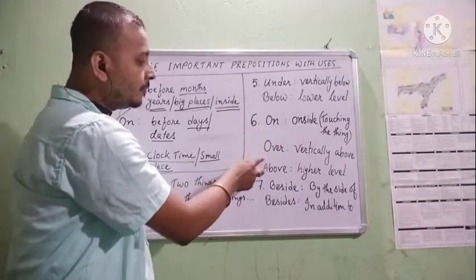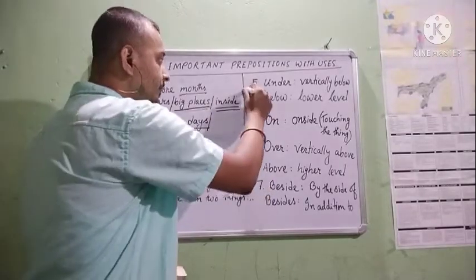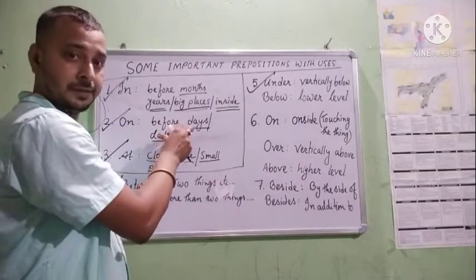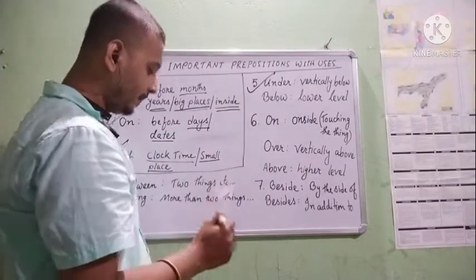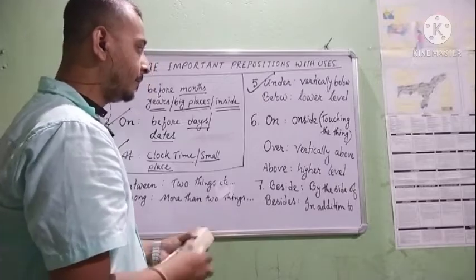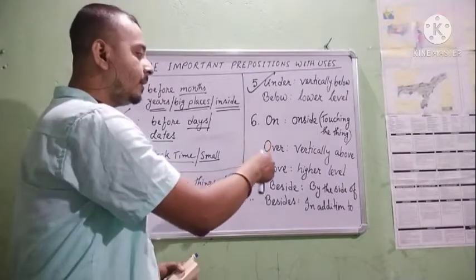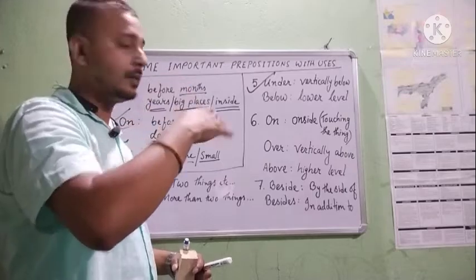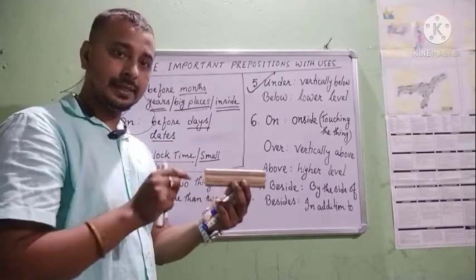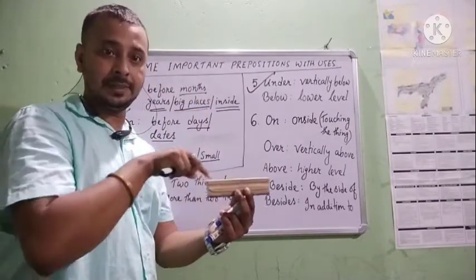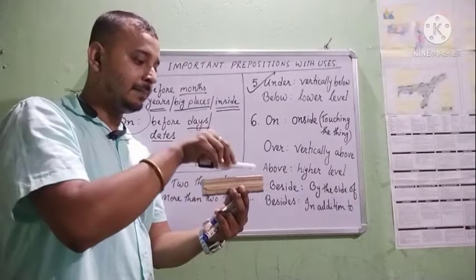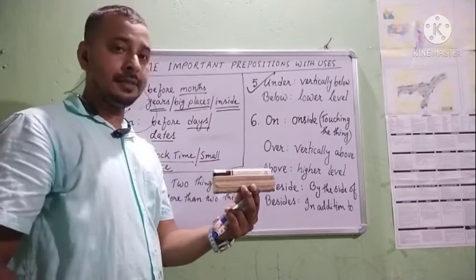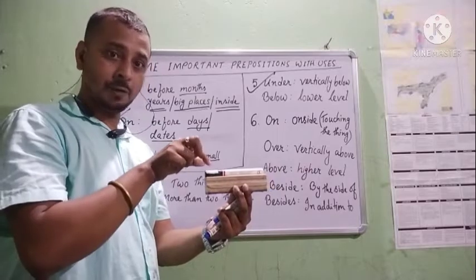Next, on, over and above. On you have already learned, but with different meaning. Here you are learning. So what is on, over and above? First learn on, over and above. We already know that top, on the top. Okay. So on. Suppose this is a table, and I have kept the marker here. So this is on. The marker is on the table.